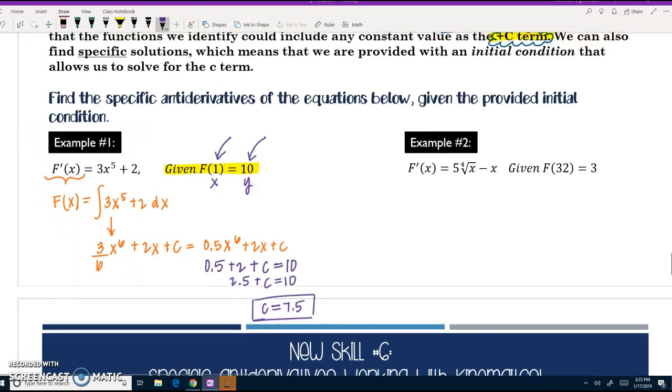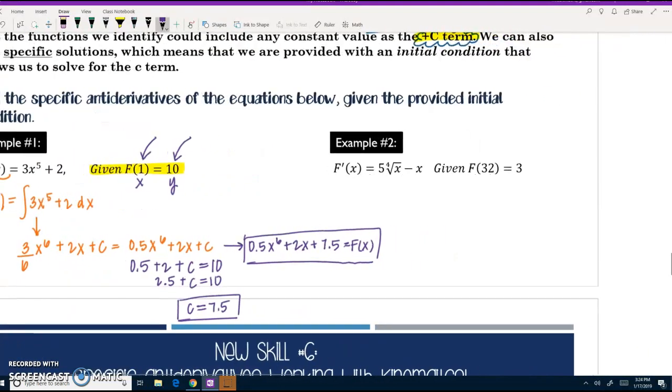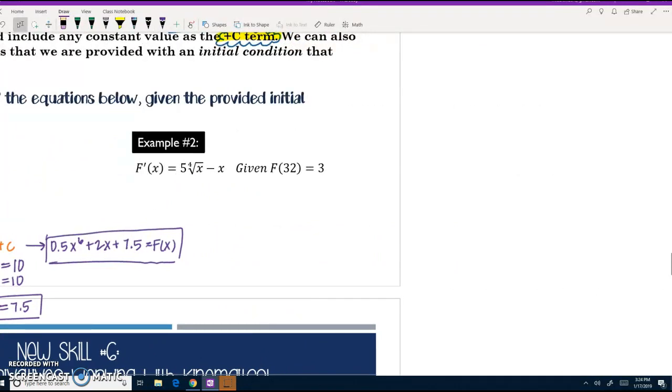So then instead of saying plus a constant, my specific solution is going to be 0.5 x to the 6th plus 2x plus 7.5 is equal to f of x. So I can be more precise than just saying plus any constant, and I can say plus 7.5. So let's go ahead and try that once more. All we're doing here, you guys, is one step of integration and then one step of algebra, plugging in to solve for an unknown term. And it's always going to be a linear equation that you're solving here.